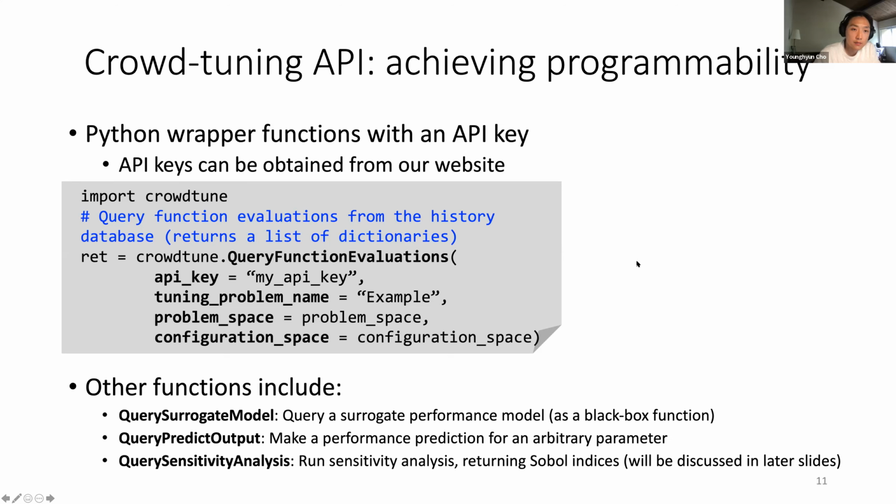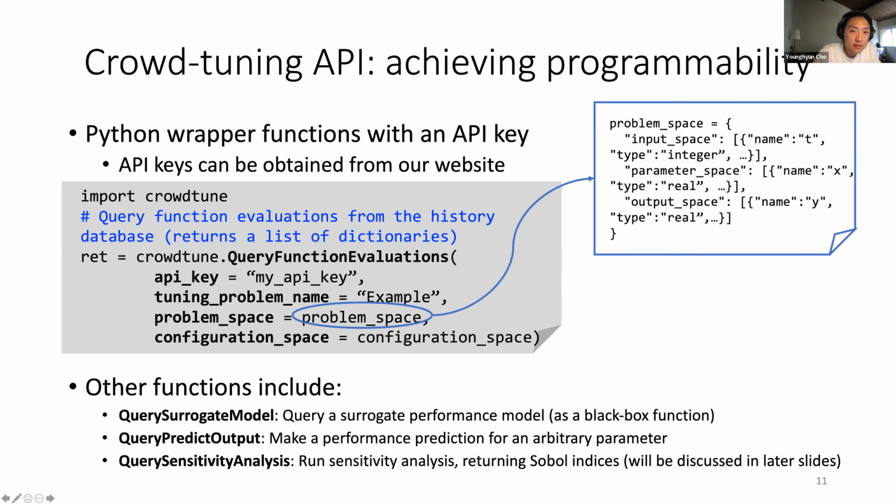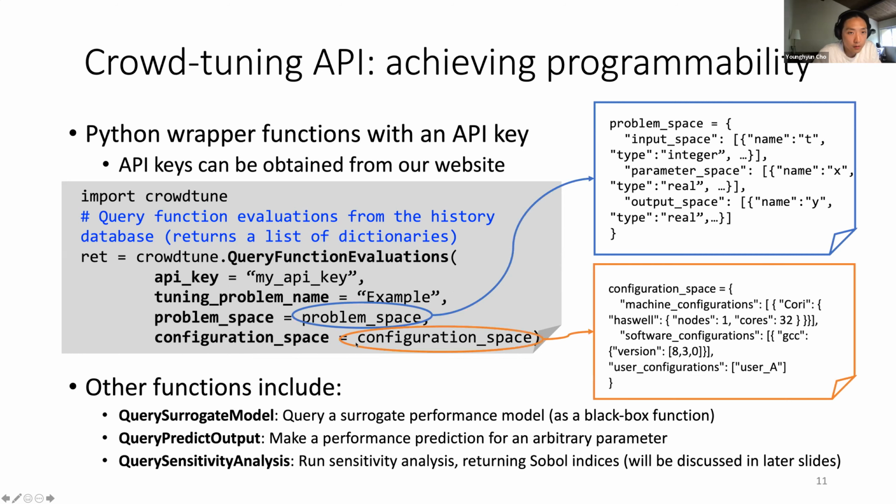As you can see from this figure, there is an API key. You provide your API key here, and you also specify the tuning problem name that you want to query. The problem space is a dictionary that describes the ranges of the tuning parameter configurations that you want to search. And the configuration space describes the machine and the software configurations that you want to allow to download or access.